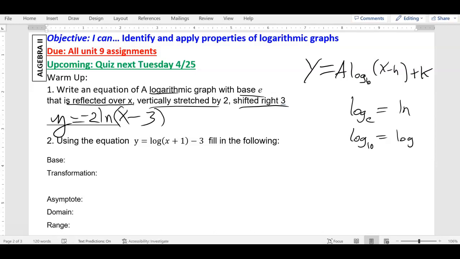Again, let's recap. Reflect has to have a negative. Stretch by 2 has to have a 2. Log base e is ln. Shifting to the right is -3 inside the parentheses because inside is a lie. Okay. Now, one more example here.